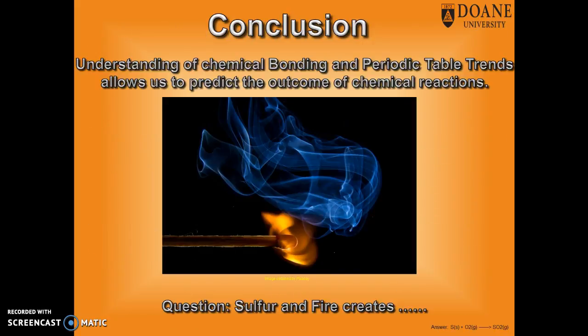So, in conclusion, why did we learn about chemical bonding and periodic table trends? Well, this knowledge allows us to predict the outcome of chemical reactions. So, a question for you is, sulfur, which is in matches, and fire creates what?